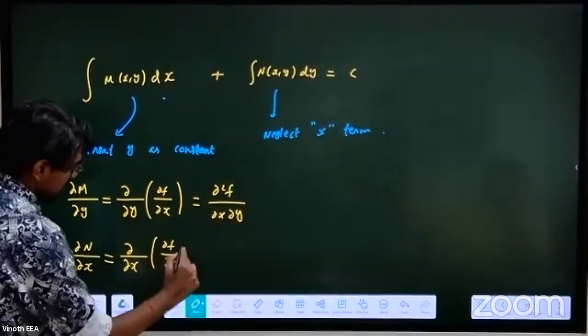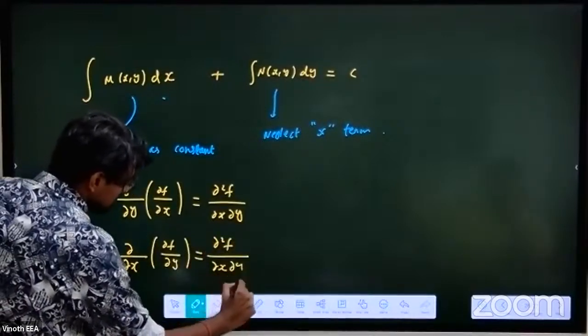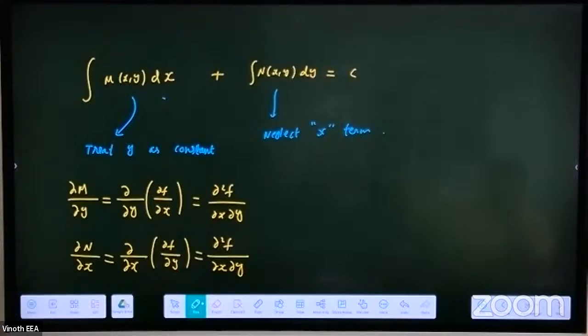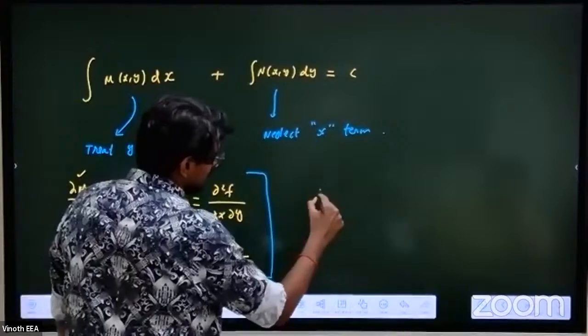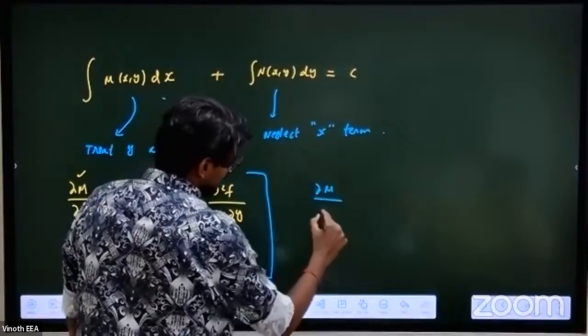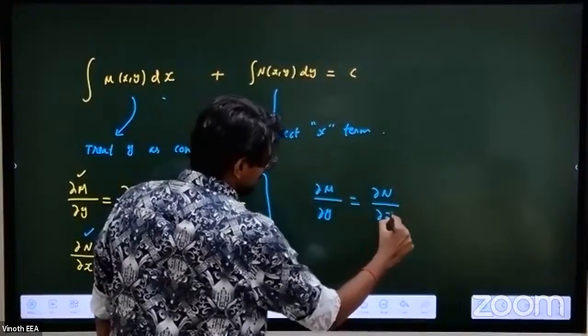Dou f by dou y is equal to dou square f by dou x dou y. So what does it indicate? The partial derivative of M with respect to y and the partial derivative of N with respect to x, if those two are the same, it is an exact differential. So this is the condition: dou M by dou y should be equal to dou N by dou x.